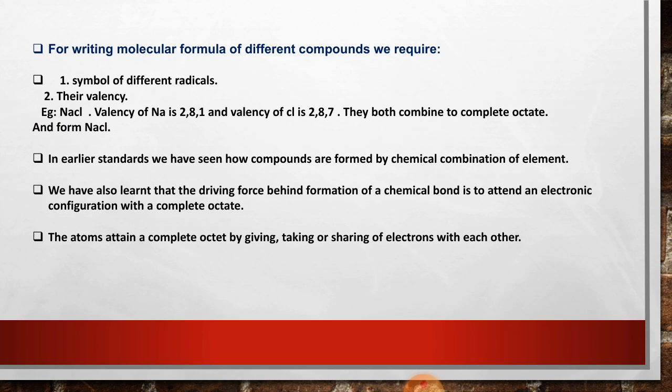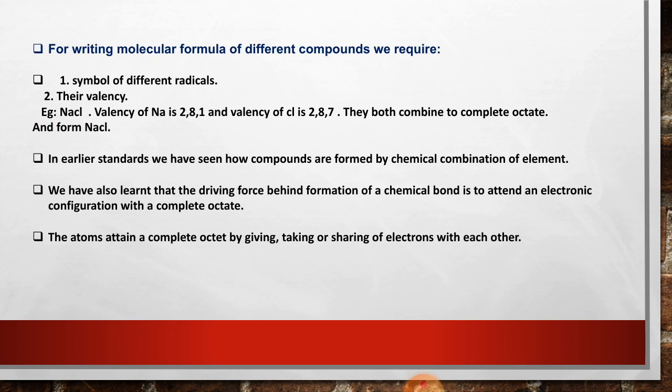For writing a molecular formula, what do we require? We require the symbols of different radicals and their valency. For example, NaCl, sodium chloride. How did I identify that this compound is sodium chloride? Na means sodium, and Cl means chloride. So it forms sodium chloride. What is the valency of Na? Its configuration is 2, 8 and 1. And the configuration of chlorine is 2, 8 and 7.